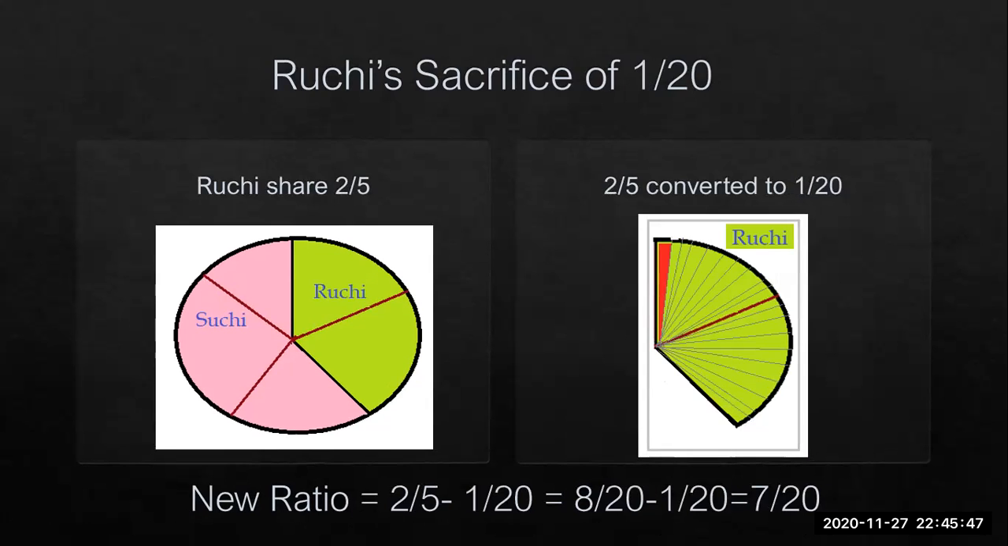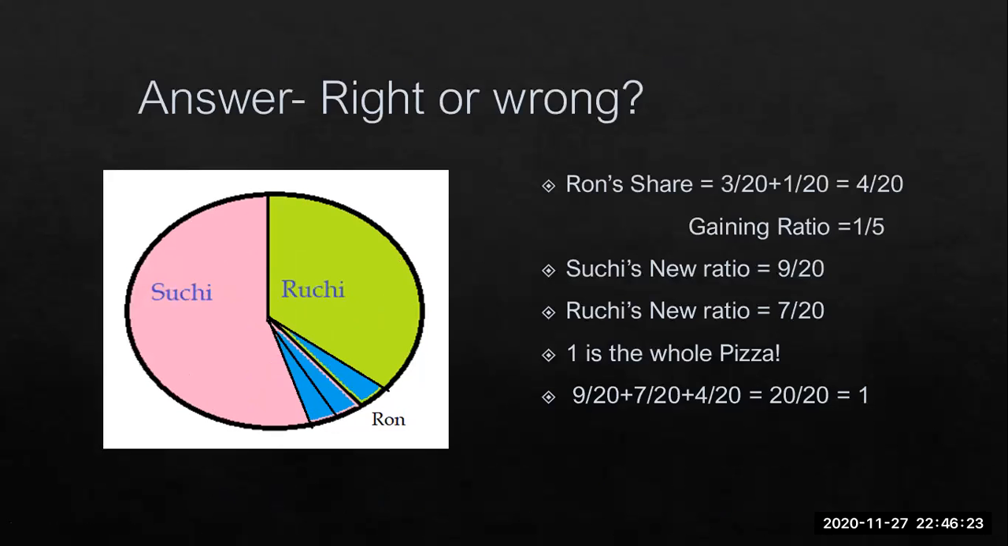Similarly, we go to solve the sacrifice by Ruchi, which is 1 by 20. Here, two parts belonging to Ruchi out of the total 5 parts. Similarly, these two parts again cut into 20 parts, and among these 20 parts, one part goes to Ron, and that is being solved here. 2 by 5 minus 1 by 20, which is taking LCM 8 by 20 minus 1 by 20, and we yield 7 by 20.